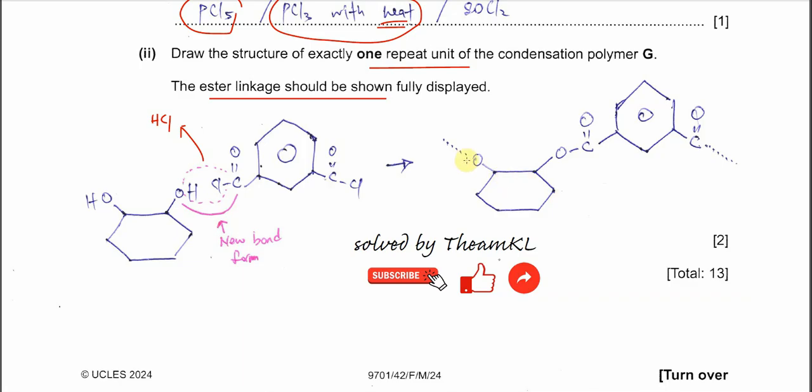But one very important thing: you must show the dotted lines here. Don't show the OH here, because the O will always form another bond with others, and the C here will also form another bond with others. So on the O here, on the other side, you need to put a dotted line, and on the C here, you need to put a dotted line also. This means it is a polymer chain, and this is one repeat unit. The ester linkage must be shown. Okay, so that's all. Thank you.